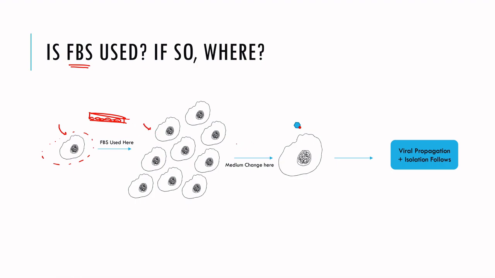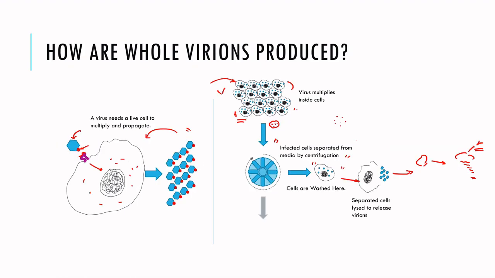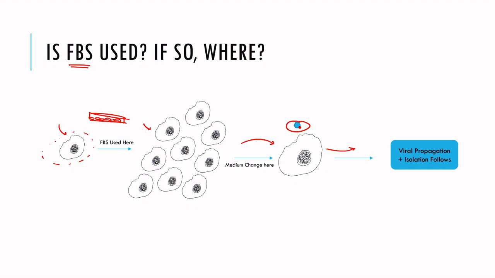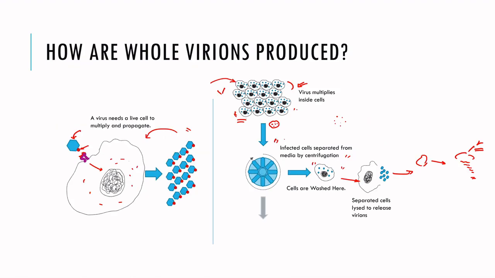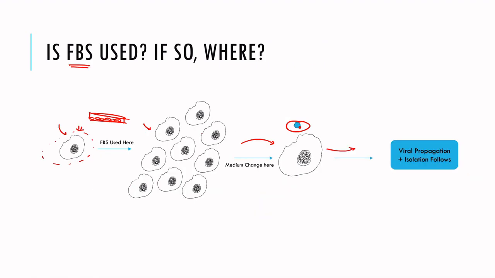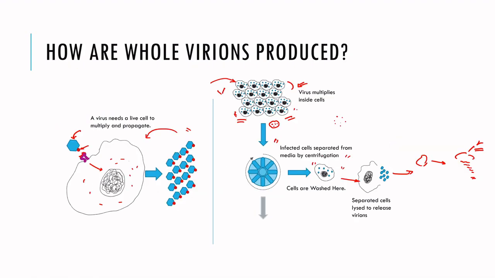The cells are grown, and then the medium is changed, and then the virus is infected into the cells. Then the cells are again grown, and then we go to the step we discussed here. This comes after all of this. So you can see, from the point where FBS is being used to the point where you are actually growing the virus, there are again a lot of changes.